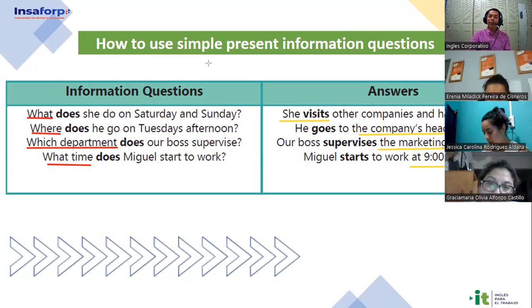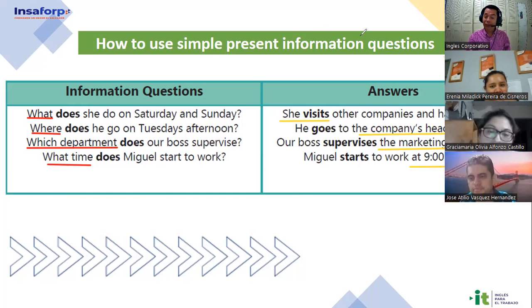Okay, questions, class? Do you understand information question? This is the most complicated part of the simple present. Esta parte del presente simple es la más difícil, así que si hay preguntas, digan. Question, right? No questions? Okay. Continue.